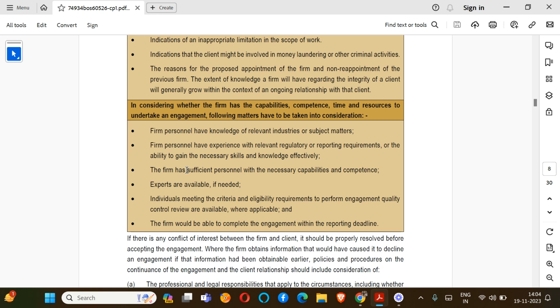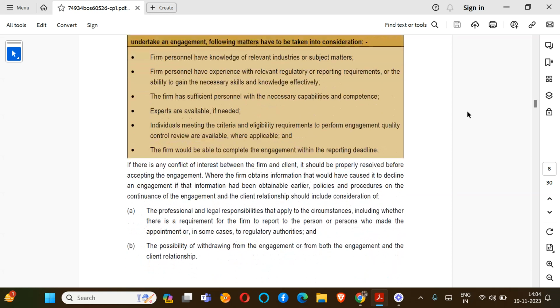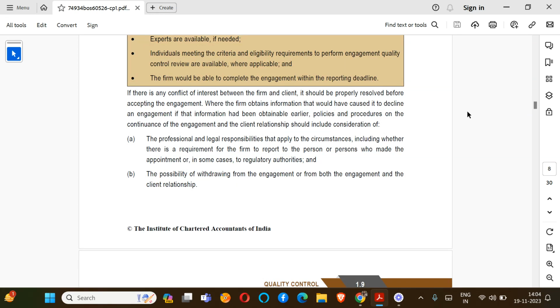तो आपको ये भी देखना है कि आपके एक्सपर्ट्स अवेलेबल हैं या नहीं, अगर चाहिए उस पर्टिकुलर इंडस्ट्री का ऑडिट करने के लिए. Individuals meeting criteria and eligibility requirements to perform engagement quality control review available. So basically the requirements to perform the quality are available or not, and whether the firm will be able to complete the engagement within the टाइम. तो अगर रिसोर्सेज कम होंगी तो टाइम ज़्यादा लगेगा. टाइम ज़्यादा नहीं चाहिए तो आपको सैम्पल सिलेक्ट करने पड़ेंगे.